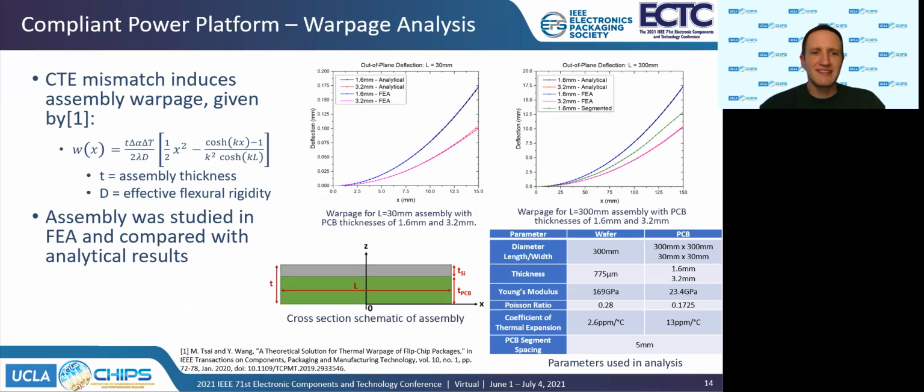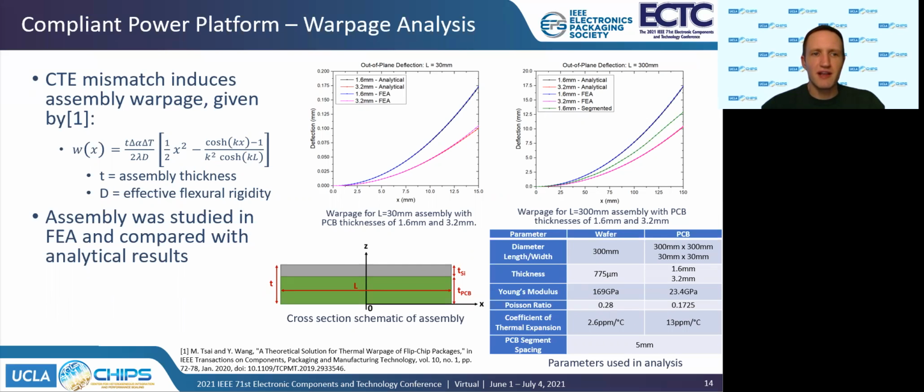So here we assume the assembly consists of a silicon die or wafer, which has been perfectly bonded to a PCB. The assembly experiences an isothermal change in temperature and undergoes spherical bending. Material properties are assumed to be linear and isotropic. A cross-section of the assembly and the material properties used in the study are shown in the bottom right.